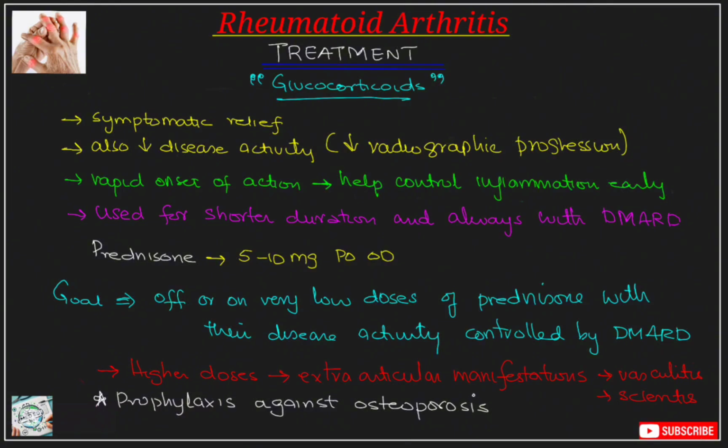So, to summarize, glucocorticoids provide fast relief, but they should be used for the shortest time possible. Higher doses are needed for vasculitis or scleritis. Always combine them with DMARDs and aim for a low dose or no steroids in the long run. And lastly, osteoporosis prevention is a must when using steroids long term.